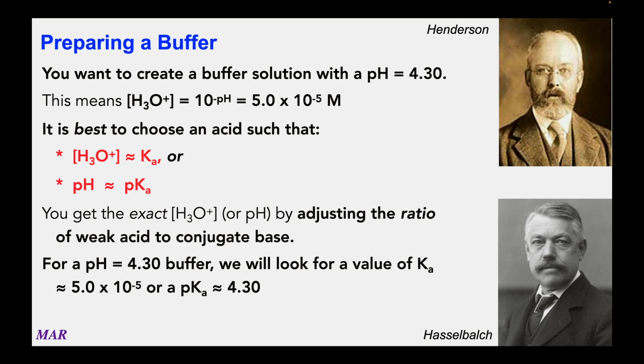So in our problem here, we want a pH of 4.30. That's a hydronium of 5.0 times 10 to the minus 5. So what we would like to have is a pKa close to 4.30. And if you only have Ka values, which happens a lot, we would like a Ka close to hydronium, 5.0 times 10 to the minus 5. So the closer you can get your chemicals to those Kas and pKas, the better. That's kind of what it comes down to.